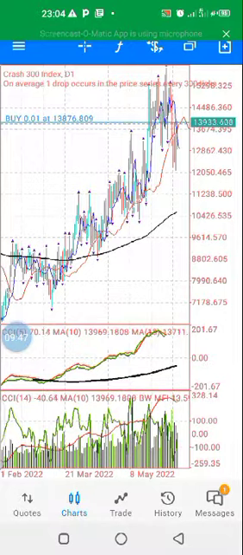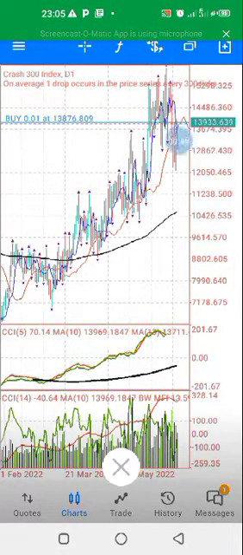Okay, now you can see this alligator is going down. Here is going down. That means even though here is telling you it's an uptrend, the market is actually retracing. That's what this alligator is telling you, that the market is retracing, even though at this point it is an uptrend. So you have to be careful.